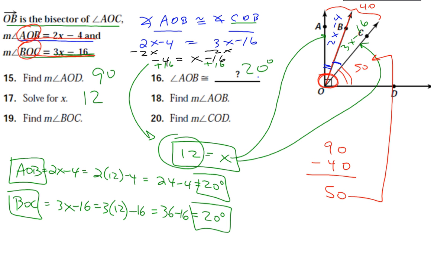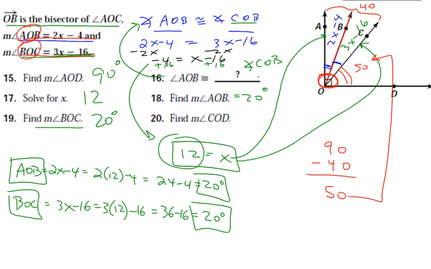Find the measure of AOB. That is equal to 20. Angle AOB is congruent to what angle? That's what they're asking. And we have that right over here. AOB is congruent to angle COB, or you can call that BOC. That's perfectly fine. Find the measure of BOC. Well, if AOB and BOC are congruent to each other, this must also be 20 degrees.